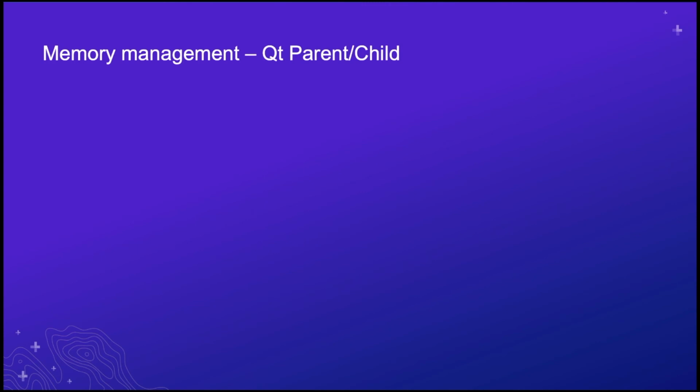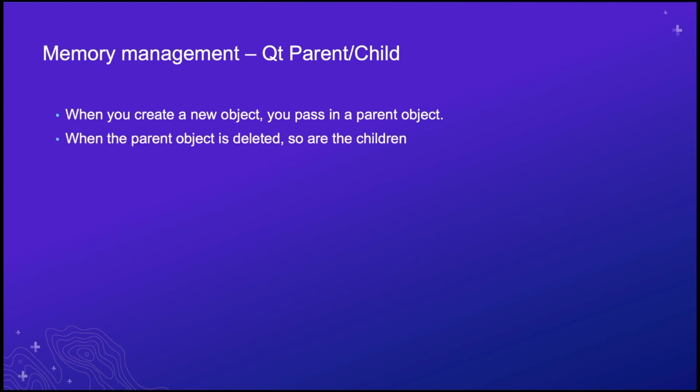The first way you manage memory in a Qt application is by using Qt's parent-child relationship. Whenever you create a new object, you need to pass in a parent object. When the parent object is deleted, so are the children. The parent object can be any QObject or anything derived from QObject. So oftentimes you'll see the keyword this.